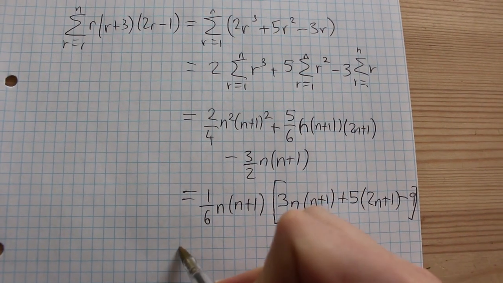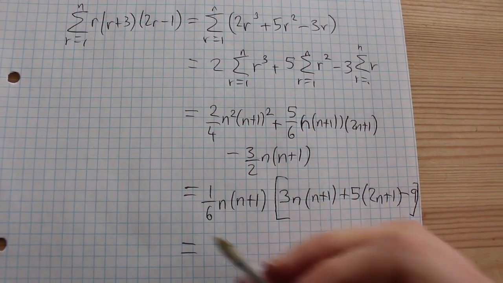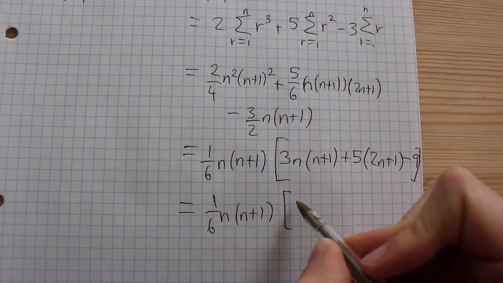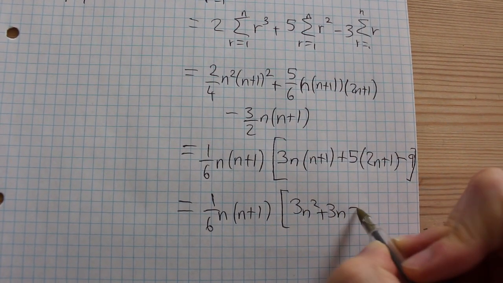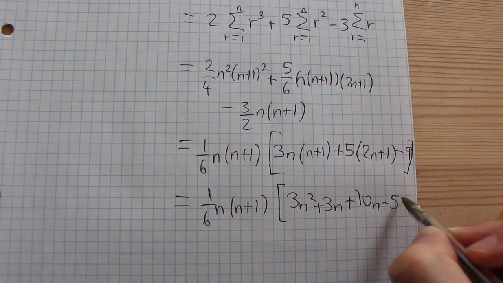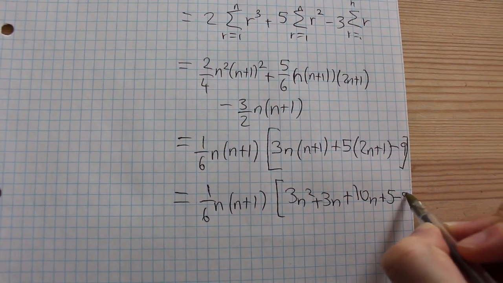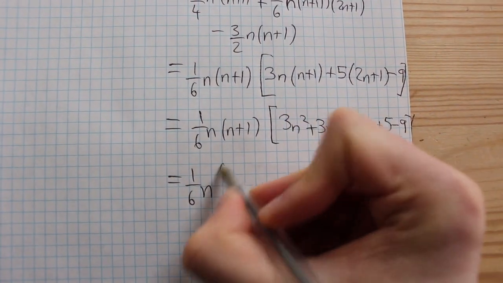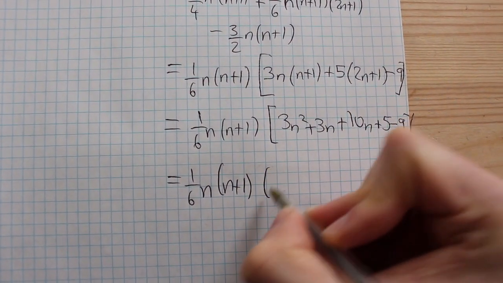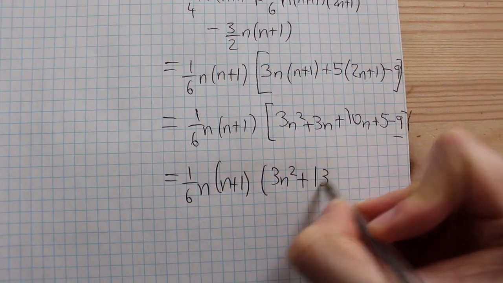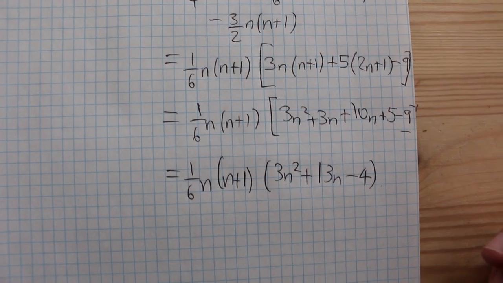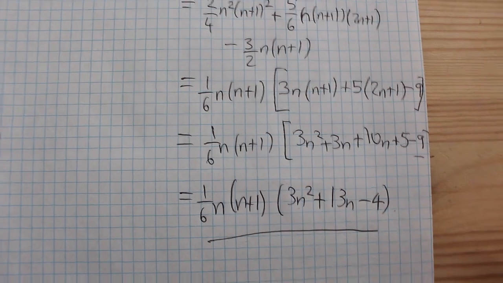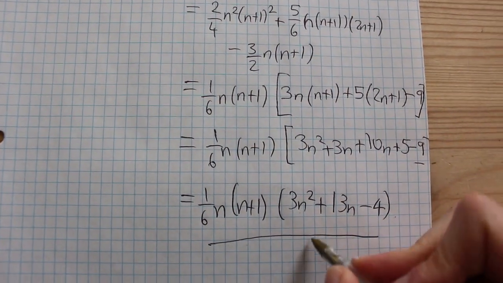Okay. And then let's tidy up everything inside the square brackets. So we have a 6th n plus 1 times 3n squared plus 3n plus 10n plus 5 minus 9. And then that's 1/6 n plus 1 times 3n squared plus 13n minus 4. So the answer is this. So a is 13 and b is minus 4. And we're done.